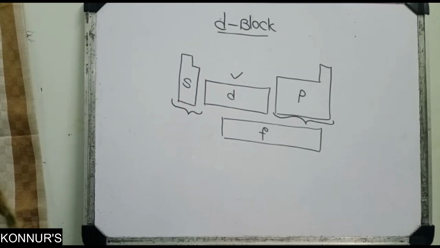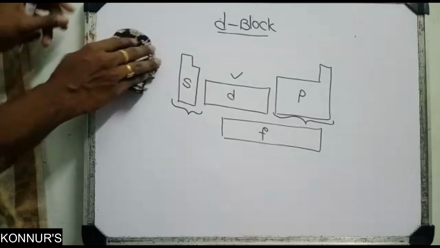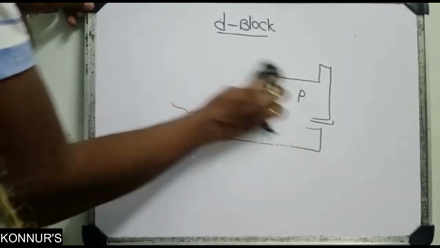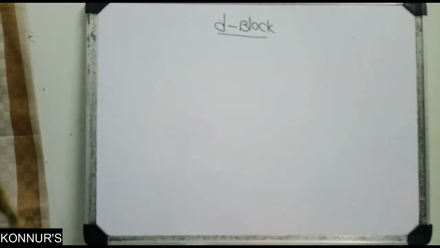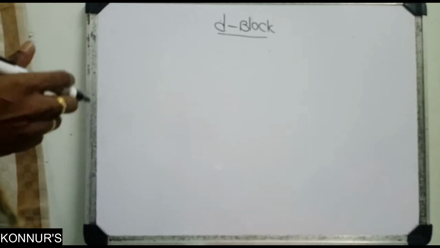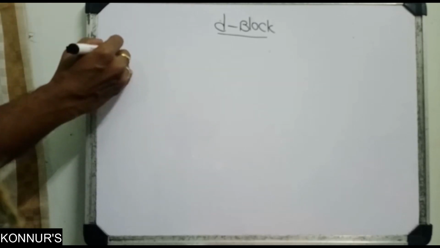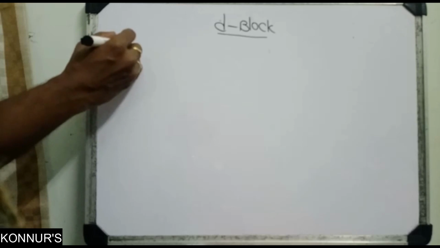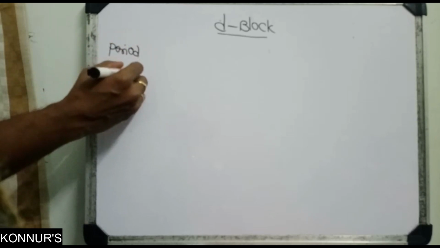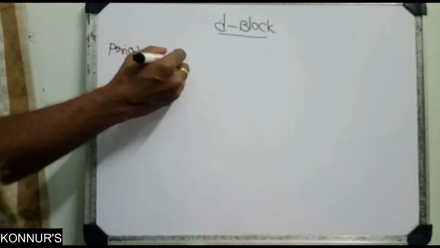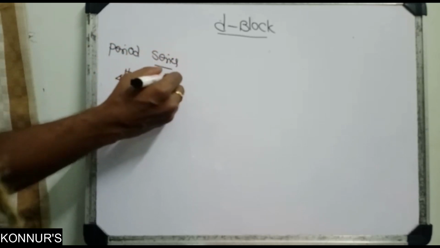So which ones do you call D block elements? In the electronic configuration, if the last electron enters the D orbital, then they are called D block elements. Now let us see the elements. Which period do these start from? Fourth period. So which series? That is the 3d series.